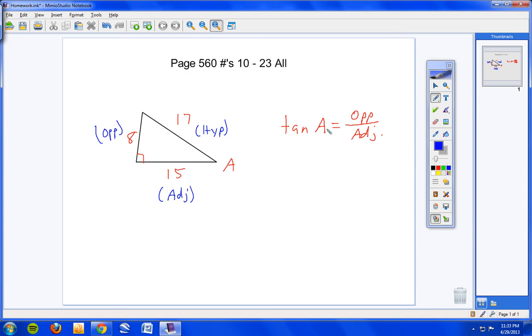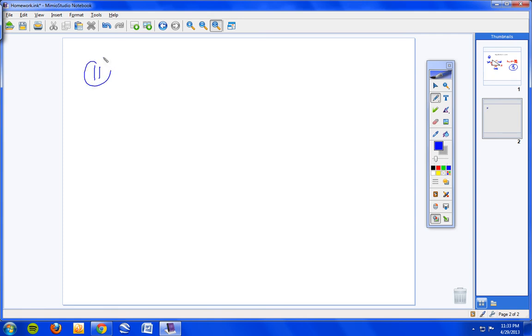So how do you find the tangent of A? Opposite over adjacent. What is opposite? 8. What is adjacent? 15. The direction said write your answer as a fraction. Can you reduce that? No, nothing goes into that evenly. So that's number 10, and now we're moving on to number 11.